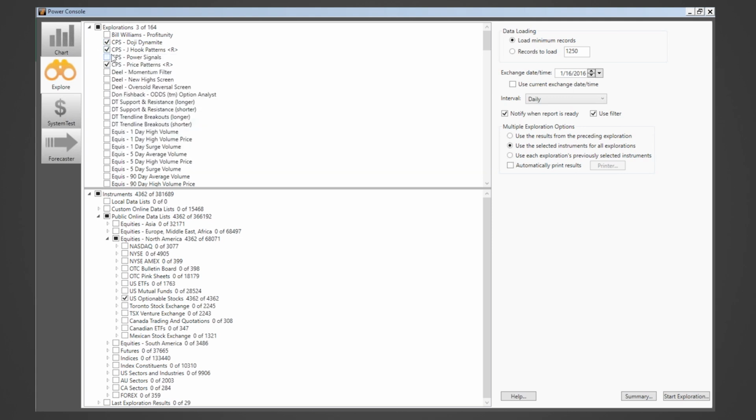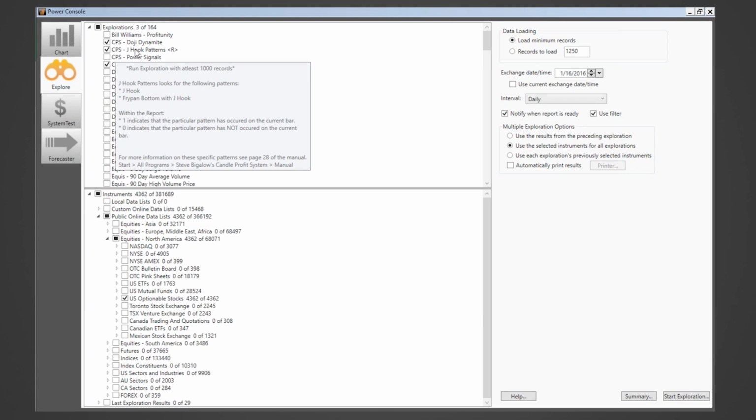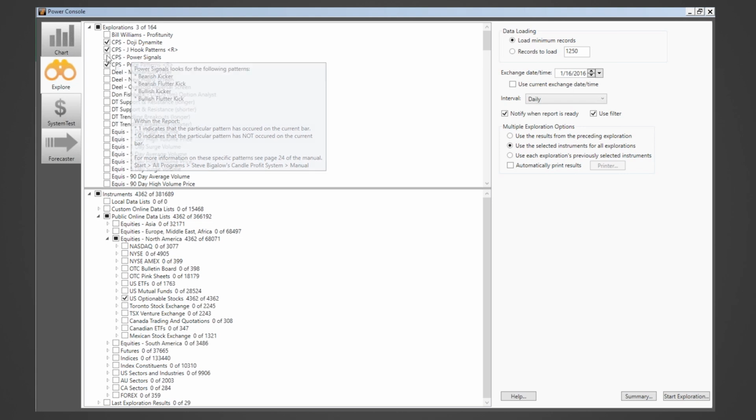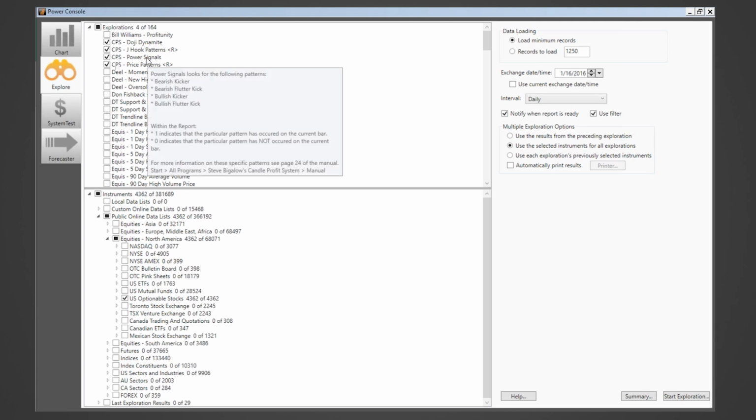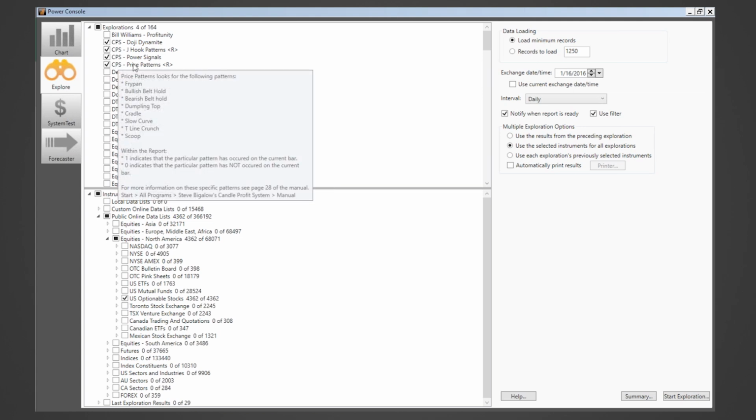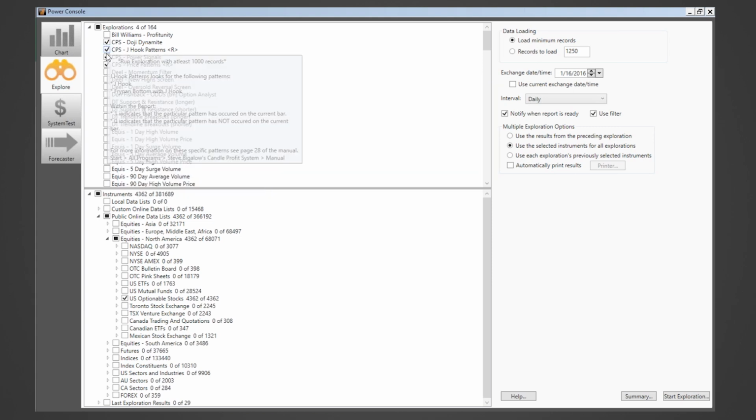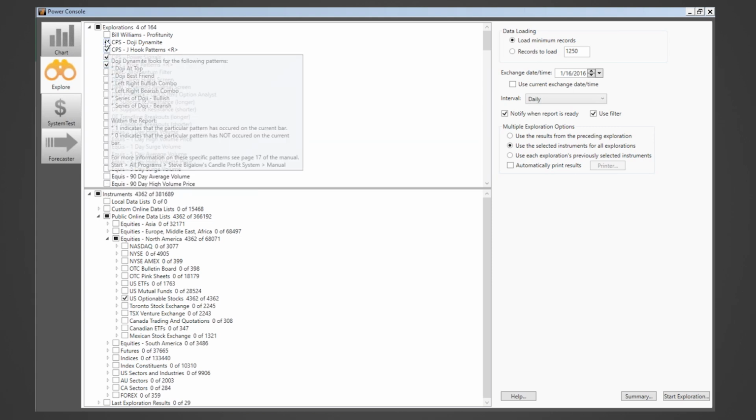The J-hooks will look for your fry pan bottoms and your fry pan bottoms with the J-hook. The power signals are going to look for, let's hover over it again, your bearish kickers, your bearish flutter kickers, and then your price patterns is actually the one I just ran. That's basically going to do your fry pan, your bullish belt holds, your bearish belt holds. So it gives you a little bit of indication of what is coming through. What you'll do is check mark the scans that you want to run. You can run all 4 of them if you want to.